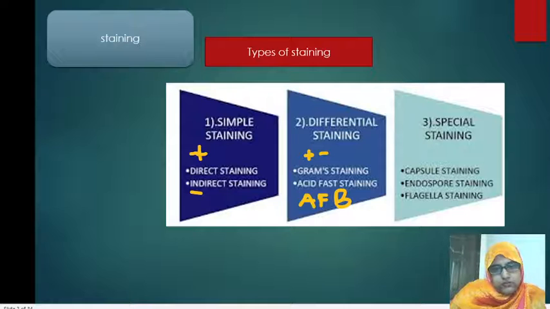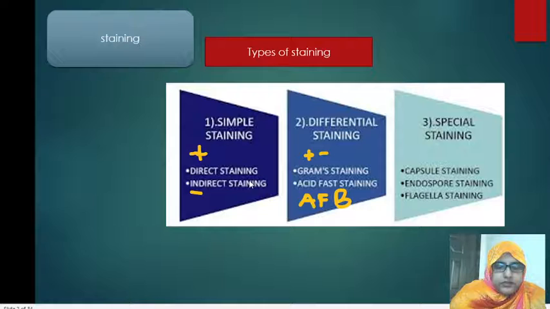What is staining? Basically, it's a process of giving color. As we were discussing microorganisms, for microorganisms the staining is basically gram staining. Staining is of three types: simple staining, differential staining, and special staining. Simple staining is of two further types: direct staining, meaning positive staining, and indirect staining, meaning negative staining.